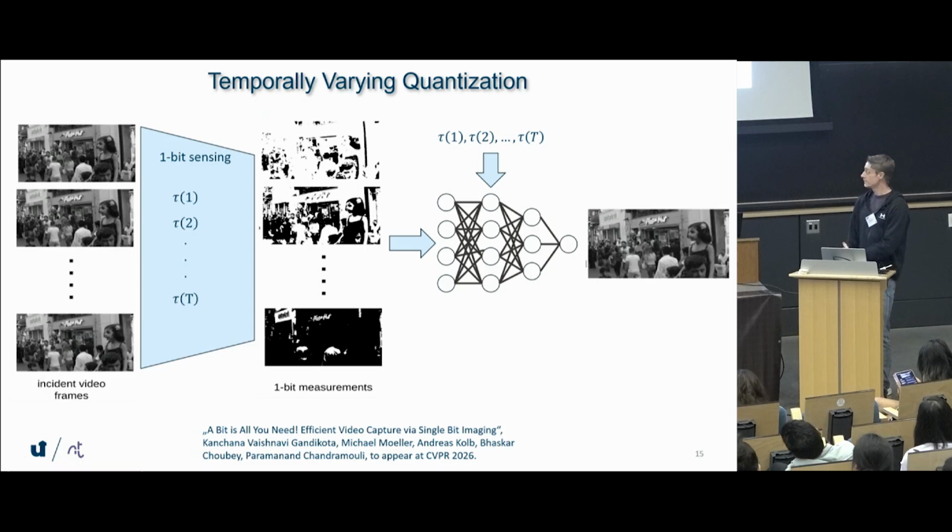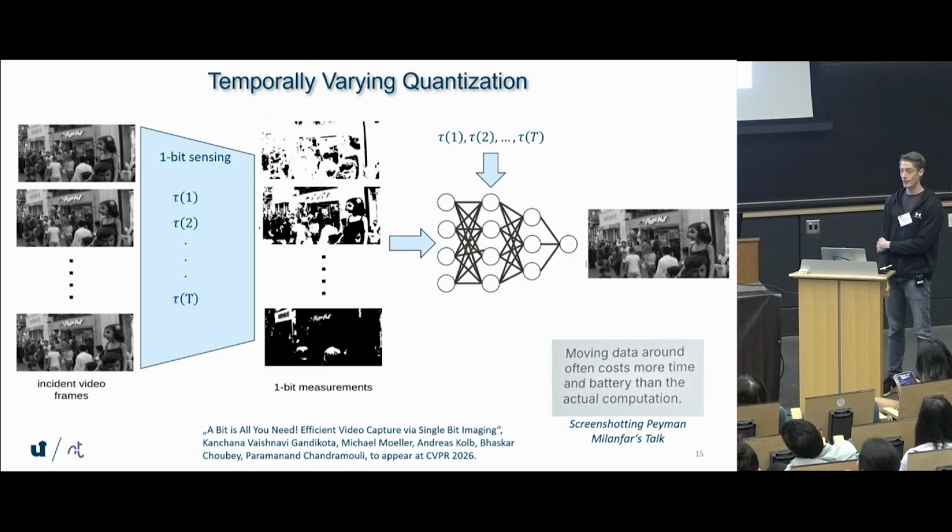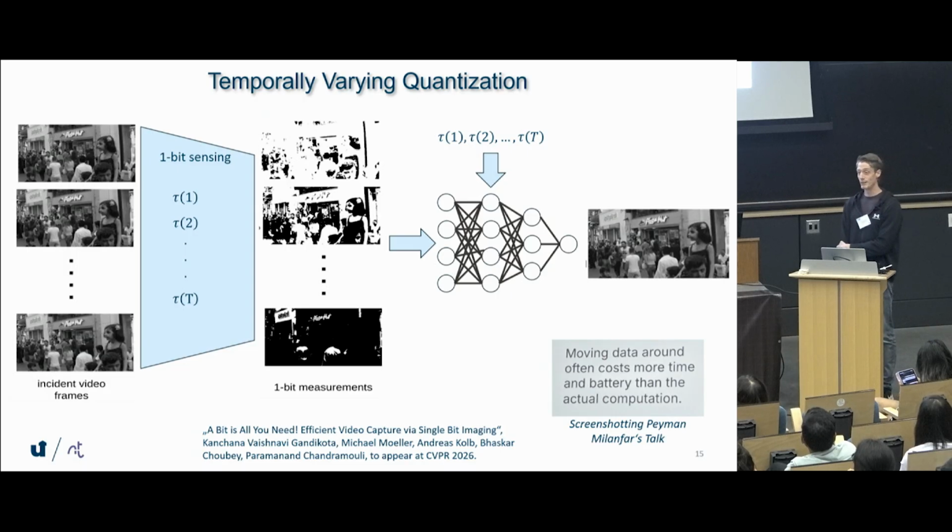And this is very interesting because the ADC is responsible for quite a bit of the power consumption, and screenshotting out of the talk from Peyman Milanfar this morning, moving data around often costs more time and battery than the actual computation. So there are many applications that could possibly benefit from one-bit imaging, specifically because this would allow us to drastically increase the frame rate to get the data away from the sensor fast in 1 bit.